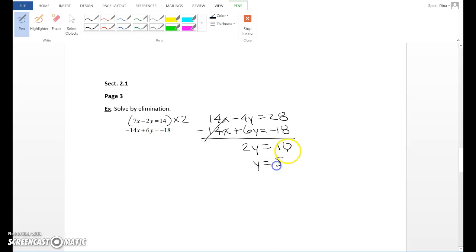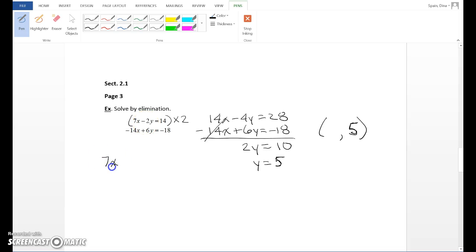Then I can easily solve for y. That's supposed to be 5. Alright, y equals 5. I've got the y part of my answer. Now to get x, remember it doesn't matter which one you want to plug it in, makes no difference. Let's go ahead and plug it in the first one.